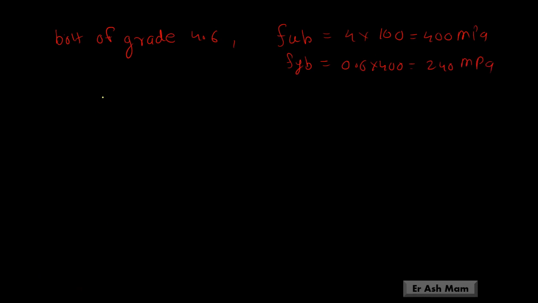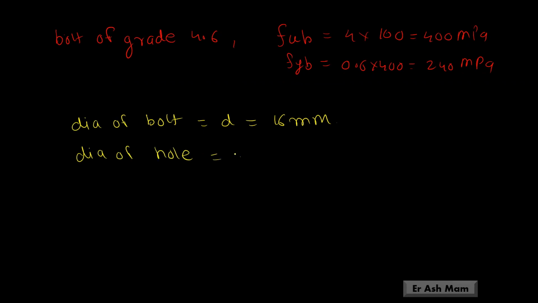Next, what else is given? Diameter of bolt is given. Diameter of bolt, d, equals 16 mm. Next, diameter of hole, d naught, which is equal to d plus clearance. So d equals 16 mm.